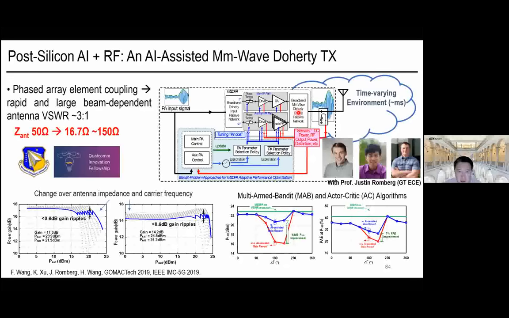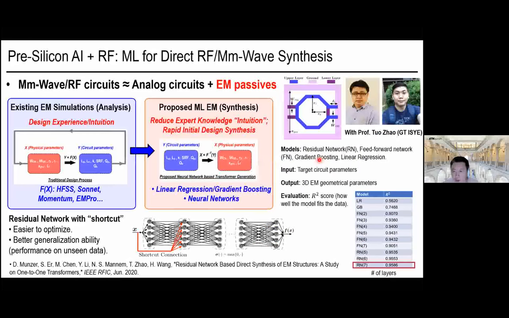performance over VSWR. The work was published at the GOMAC Tech 2019 conference, and also IMS 5G 2019, and also a TCAS I paper in 2020, showing how we can use AI and machine learning to do rapid and smart control of the Doherty when there are antenna load variations, while still ensuring the compression, linearity, and efficiency performance of the Doherty.